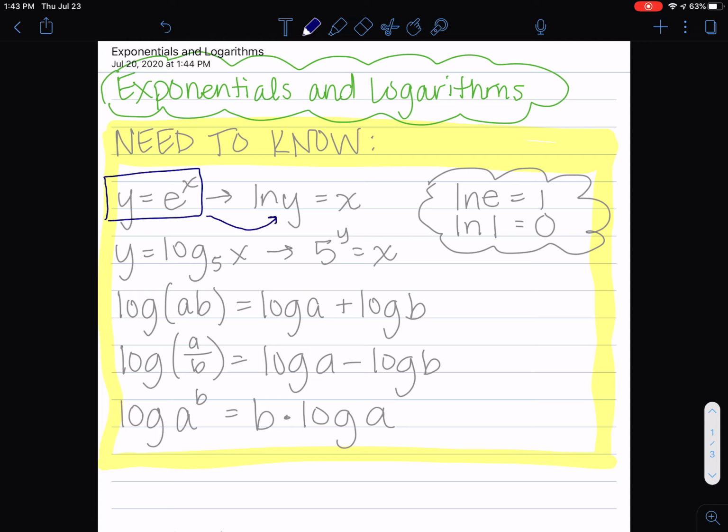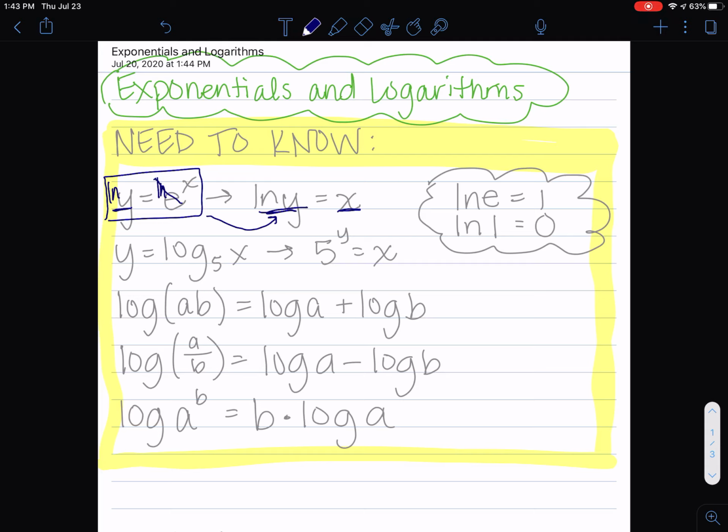The way that I like to think about it when I'm dealing with exponentials is that the inverse of a base of e is going to be a natural log. So I'm going to take the natural log of both sides. When I take the natural log of both sides, I'm left with ln of y here. And over here, since natural log and exponentials are inverses, they're going to cancel out, and I'm left with just x. Okay, so that's one way to think about it.